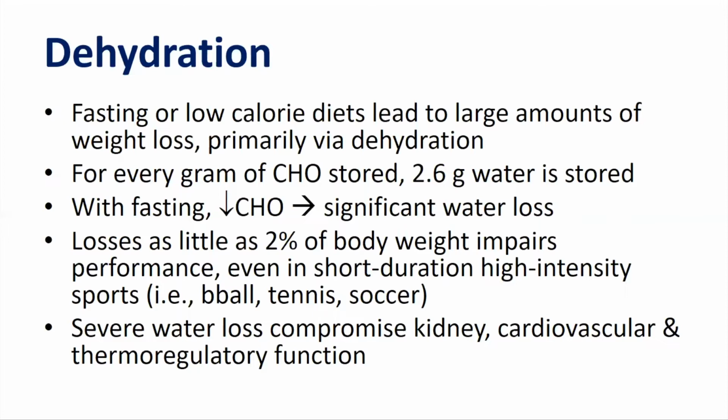Also, losses of as little as 2% of body weight will impair performance. So say for instance, you weigh 150 pounds. If we multiply that by 2%, that results in a 3-pound weight loss. So if you are dehydrated and you've lost 3 pounds due to water weight alone, this is classified as 2% dehydration, where your body weight has been reduced by 2%, and this would impair your sport performance.